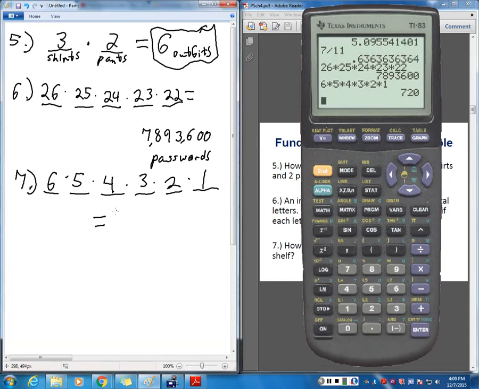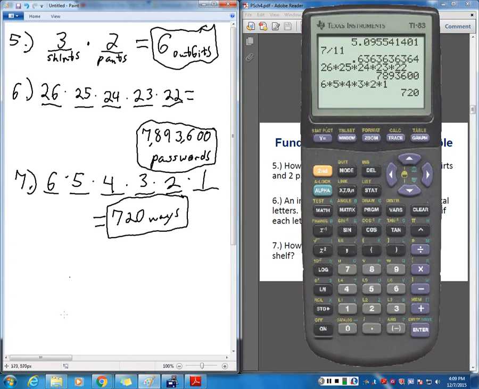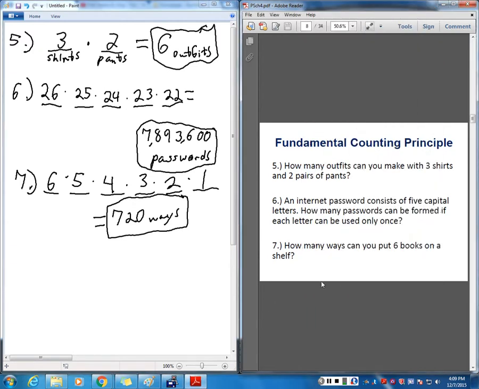And I get 720. 720 different ways that I can put those books on the shelf. Now it may just be that I like one of those ways, alphabetical order perhaps, but there are 719 other ways that I could do so. That's the fundamental counting principle.